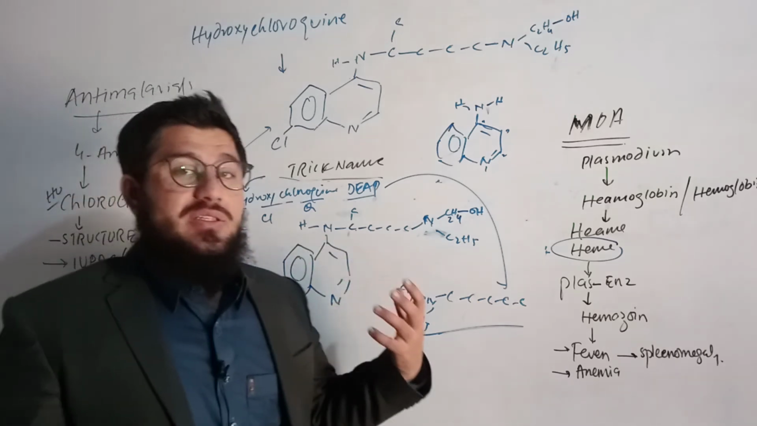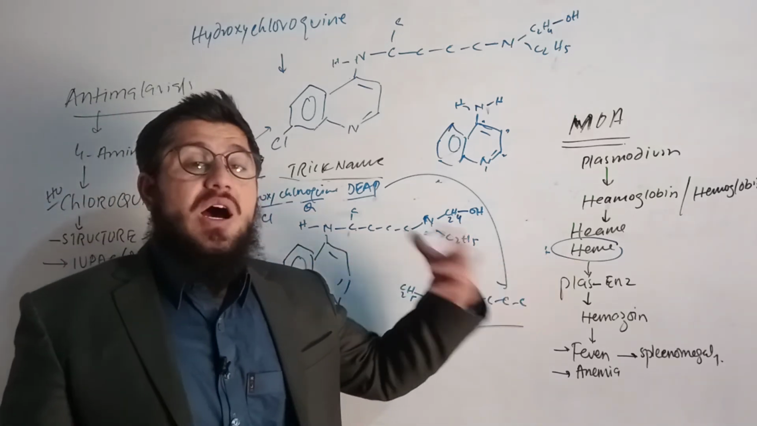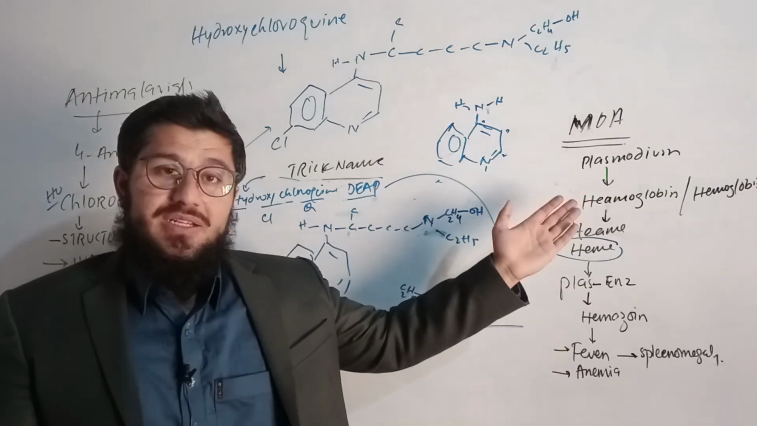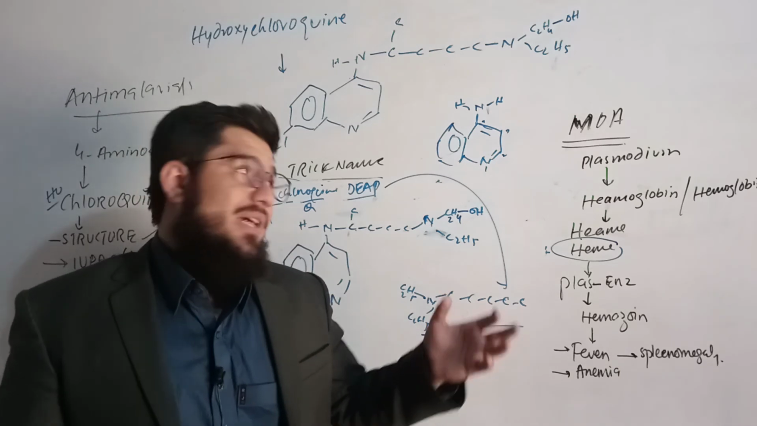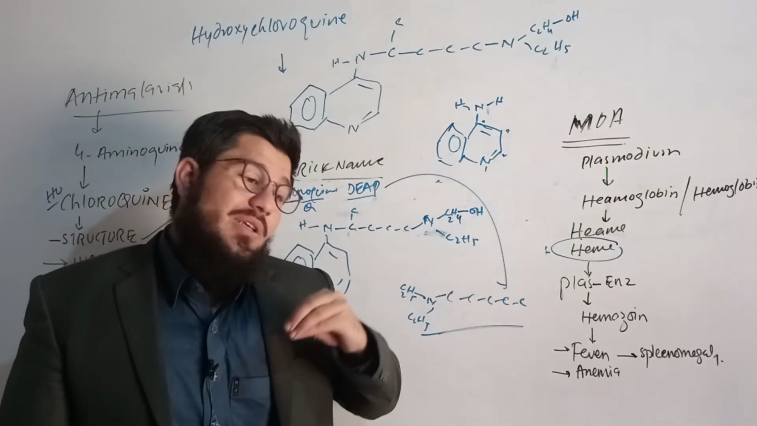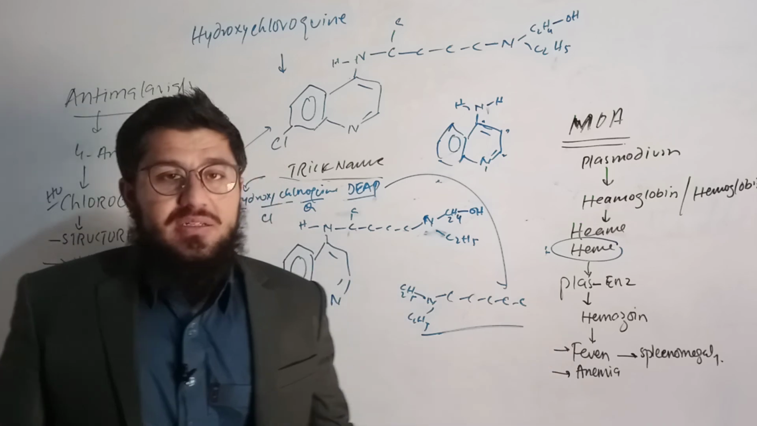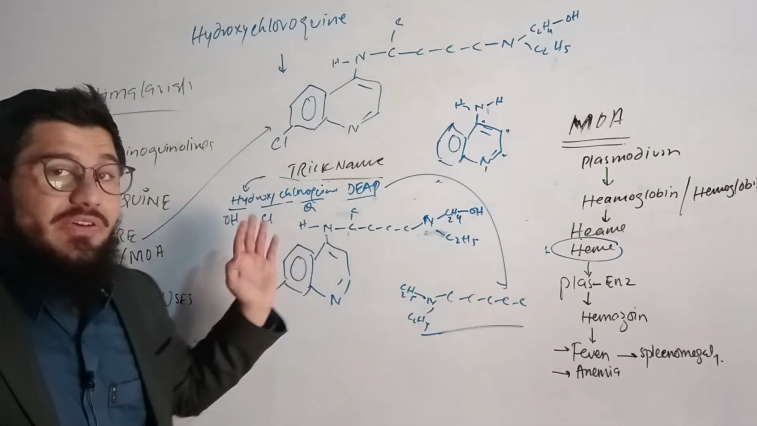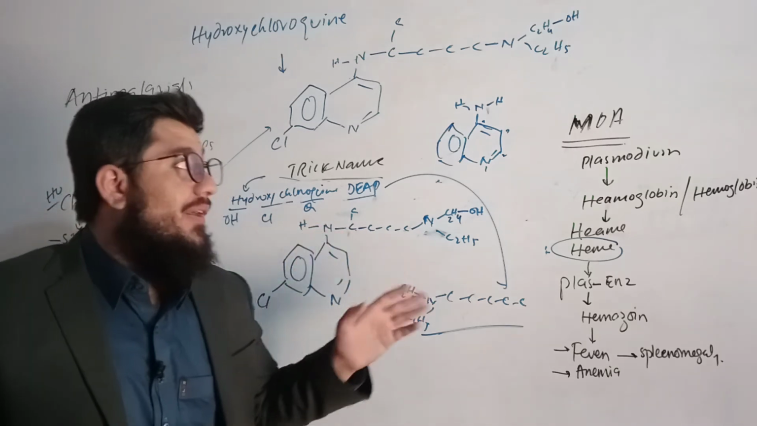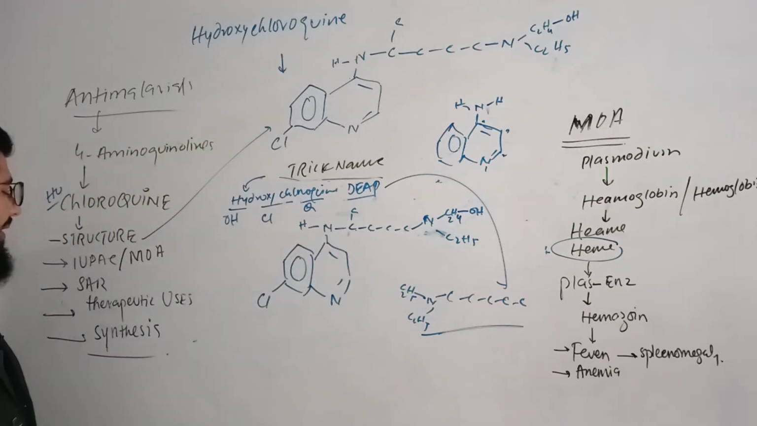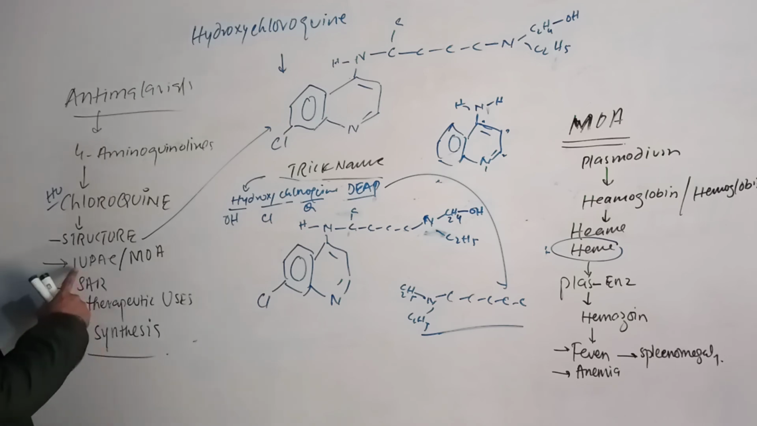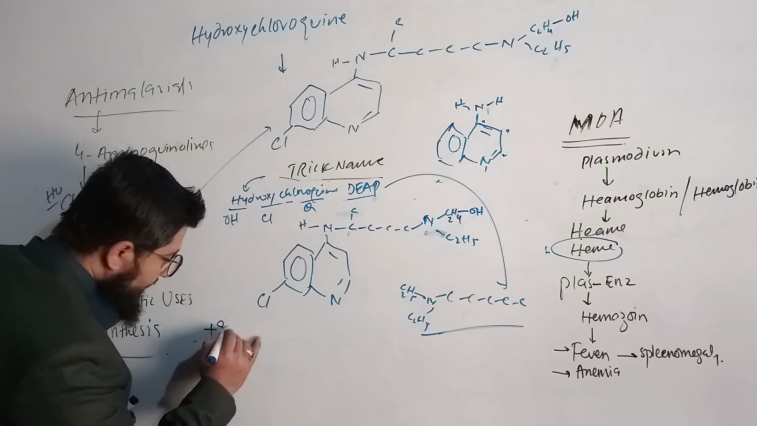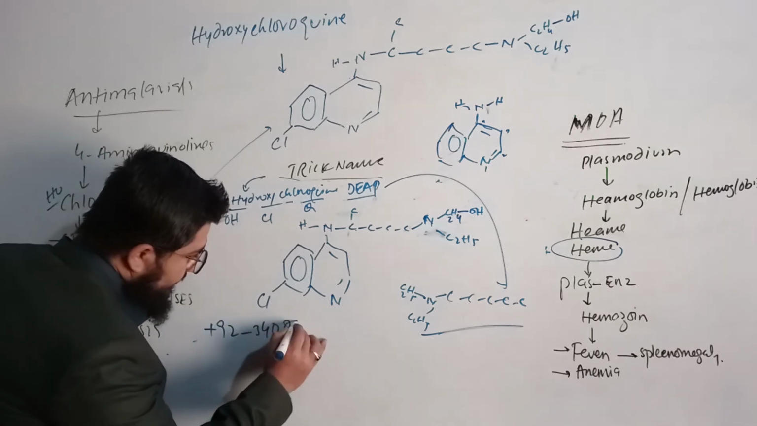Then the heme will start doing its job, that is to lyse the plasmodial parasite. One can say that it is breaking or doing the lysis of the plasmodial parasite, meaning it will cause the death of the plasmodial parasites. So like this, the mechanism of action comes to the end. Now let's come towards the IUPAC. What is remaining? IUPAC, SAR, therapeutic use, and synthesis.